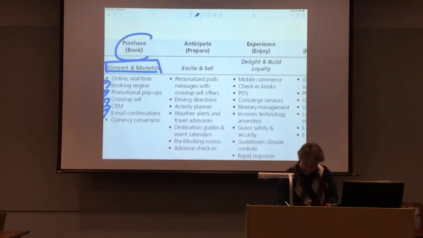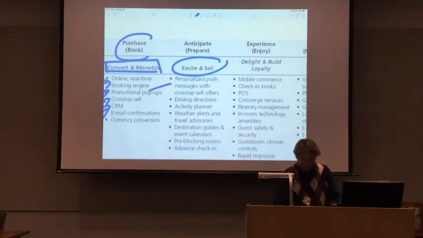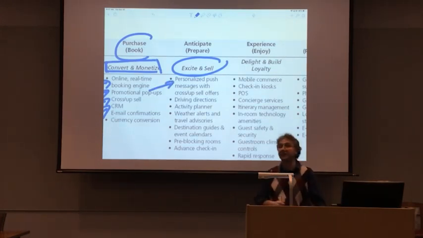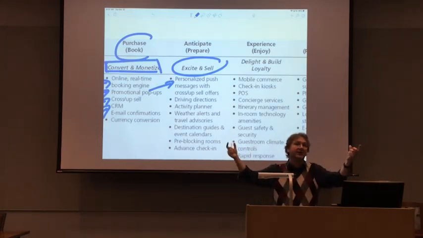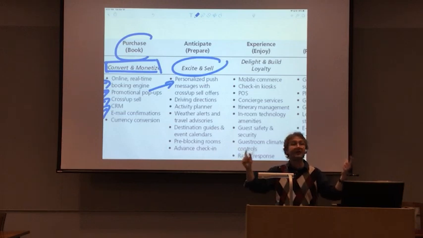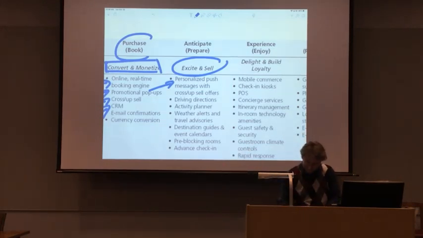In the anticipation phase, you want to excite and sell the property. Personalized push marketing, we talked about this stuff, right? For example, some companies will install beacons. These are Bluetooth receivers, and they'll sense when your phone travels within the range. It'll recognize your phone, and it'll send you a message. It'll say, hey, check out the happy hour, or we have a special at the spa, or whatever, right? Driving directions, activity planners. This is quite interesting, right?